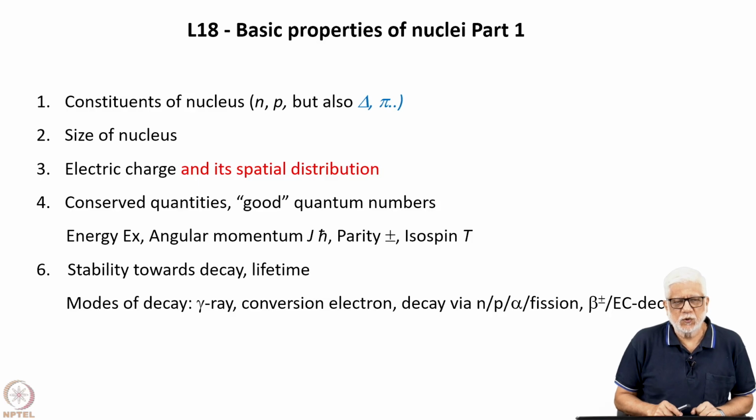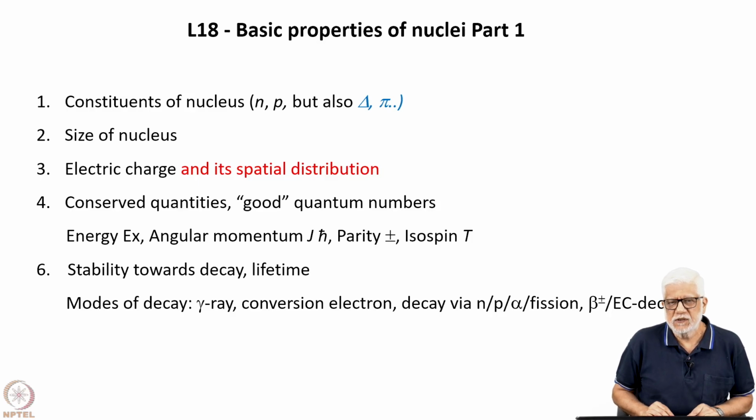energy of the nucleus. We talk about this in terms of the excitation energy. So, there is a ground state and there are various excited states of the nucleus. Then there is the angular momentum of a nucleus. It can have angular momentum which is finite. Then there is the parity of the states in the nucleus. It can be plus, positive or negative.